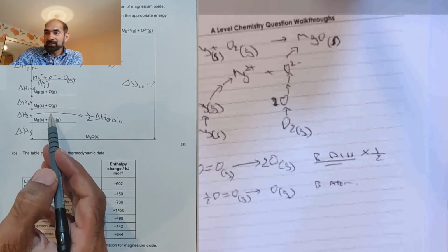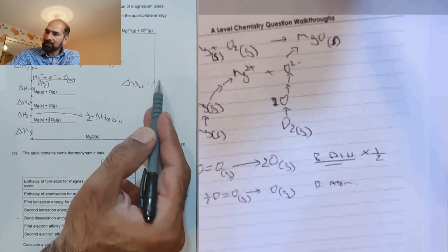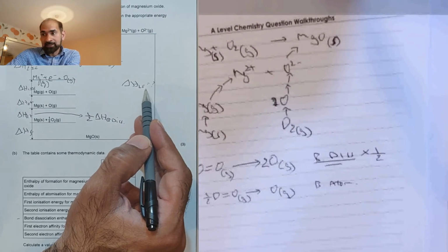And this is one of the other places where students go wrong, so you need to be careful of it. Right, so how do you do this? I need to find that enthalpy of lattice, I need to find the lattice enthalpy.